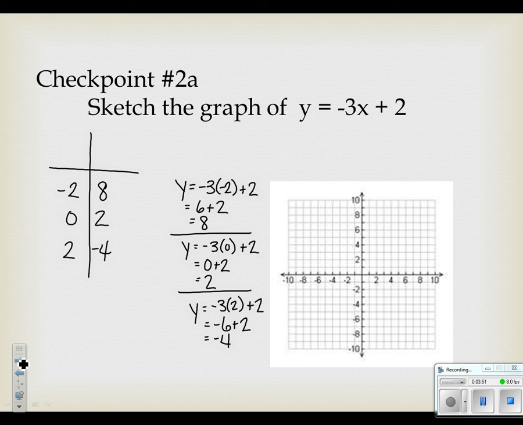So once you have those points, plot them. (-2, 8), (0, 2), (2, -4). And there's our graph. All other points that would fall on that line or lie on that line would also be solutions to that equation.